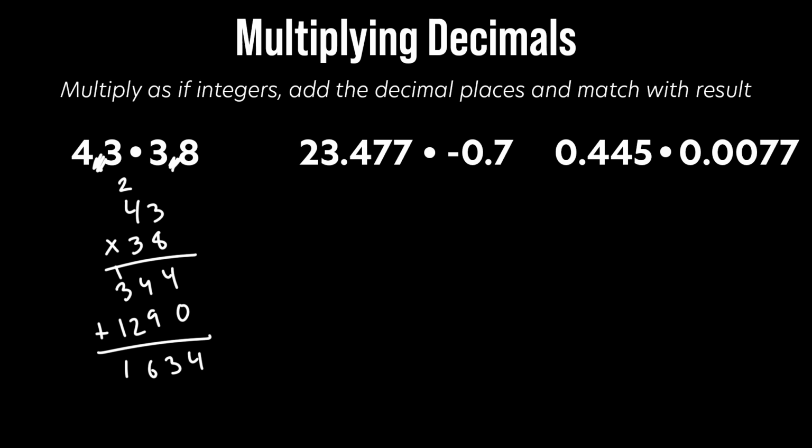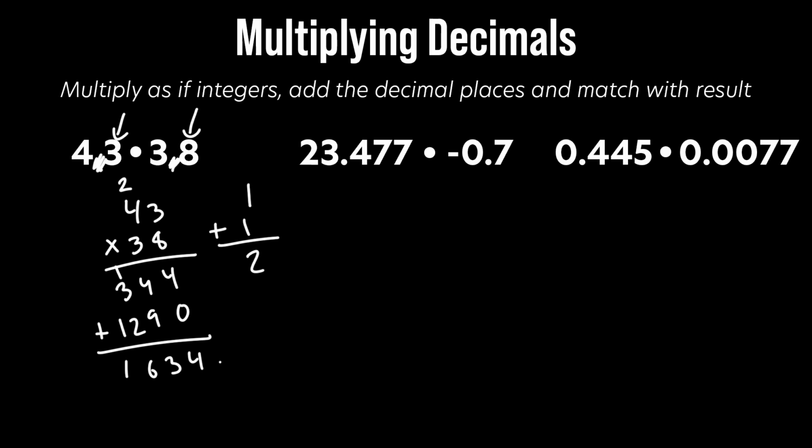Now we move on to the next step, where we add the decimal places and match with the result. In order to do this, we count how many digits are after the decimal point on both numbers. So in the first number here, we have one number after the decimal point. And in the second number, we also have one number after the decimal point. So what this means is that 1 plus 1 is 2. So our answer will have two numbers after the decimal point.